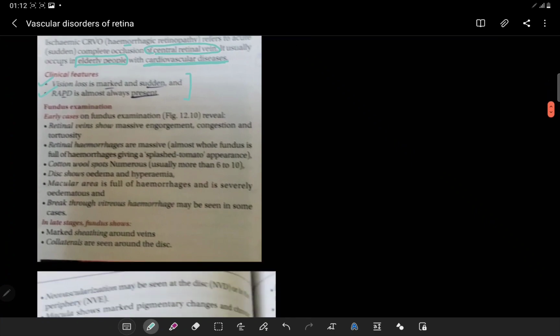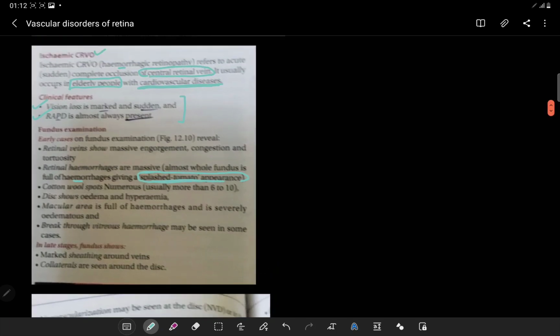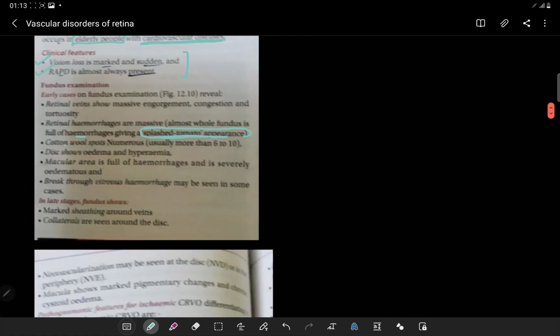Now the fundus examination shows massive engorgement, congestion and tortuosity of the retinal veins, and the retinal hemorrhages are massive. Almost the whole fundus is full of hemorrhages, giving a splashed tomato appearance. So it's very important that the splashed tomato appearance is seen in ischemic CRVO. We have cotton wool spots, that is infarcts, numbering 6 to 10, with edema and hyperemia. The macular area is full of hemorrhages and swollen with edema. Breakthrough vitreous hemorrhages may be seen in some cases.